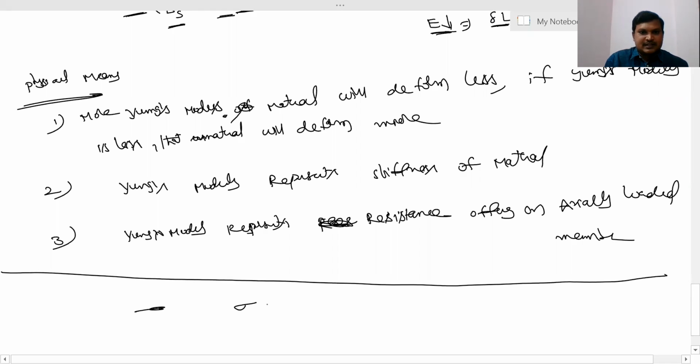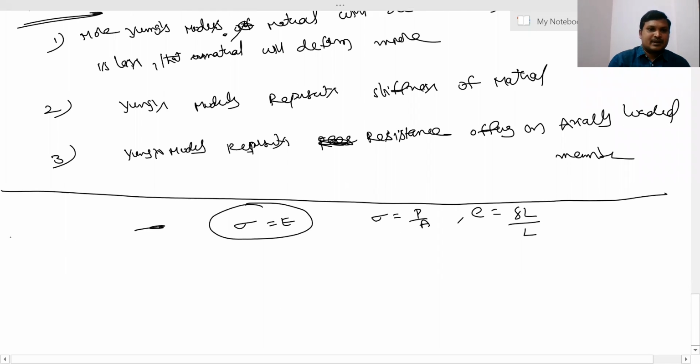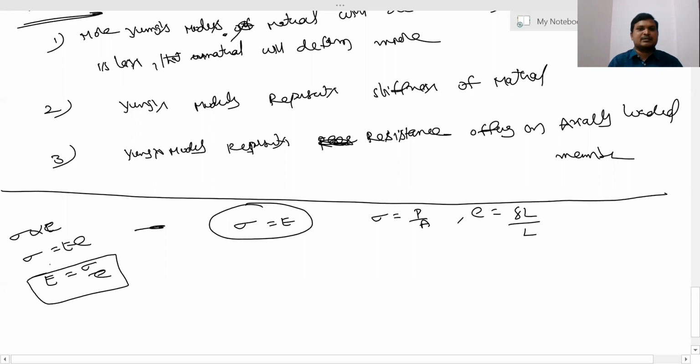Sometimes stress is directly proportional to the Young's modulus. How is it? Since stress is equal to P by area and strain is equal to change in length by original length, Hooke's law states that stress is directly proportional to the strain. So stress is equal to Young's modulus times strain. Strain is equal to stress by Young's modulus. Young's modulus is equal to stress by strain.